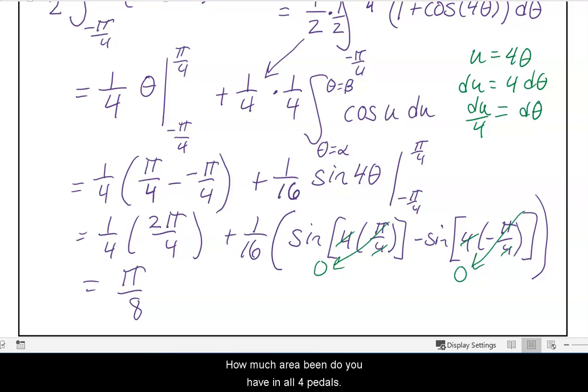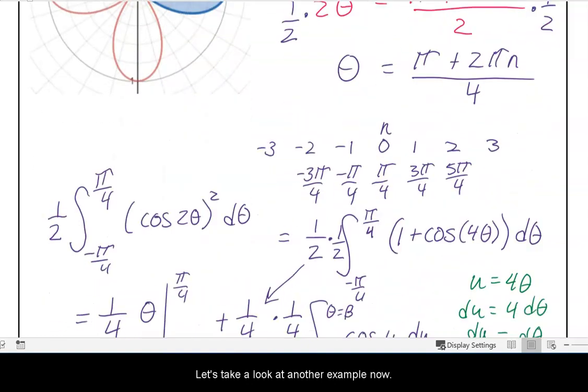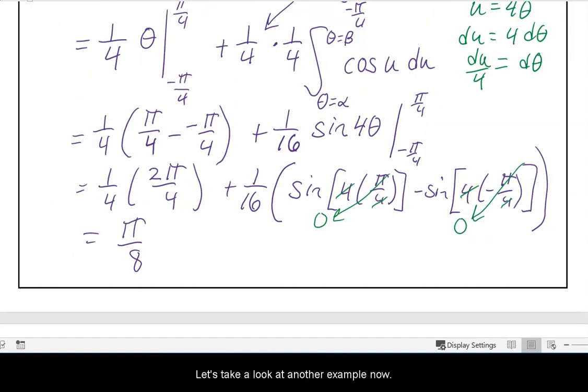How much area then do you have in all 4 petals? If one petal is pi over 8, then all 4 would be 4 times that, or 3 more of those. That would give me 4 pi over 8, or pi over 2. Let's take a look at another example now.